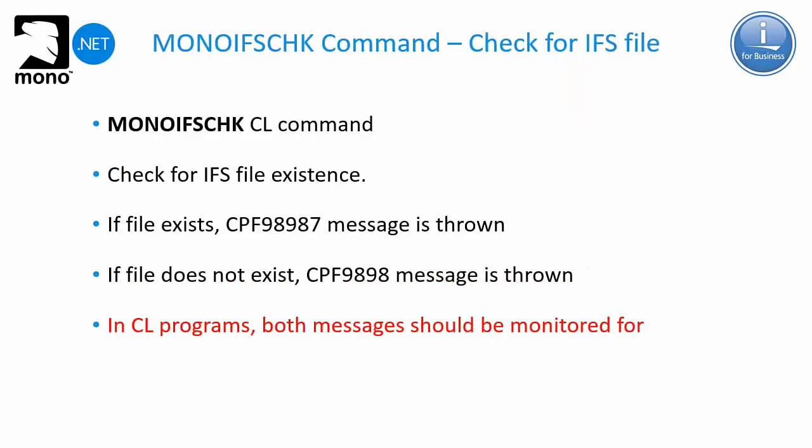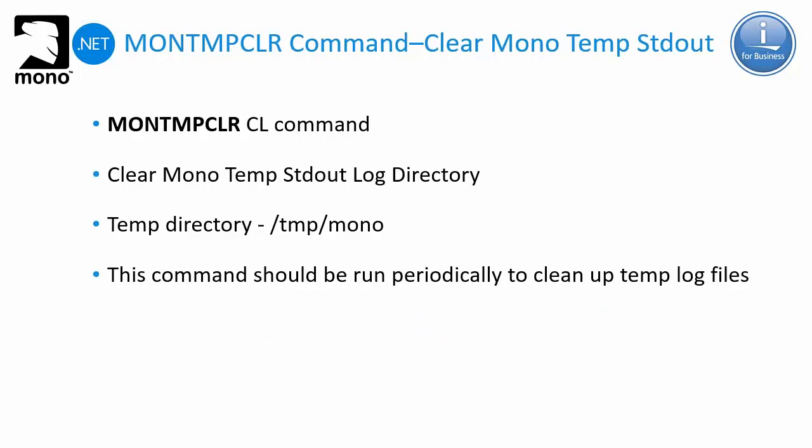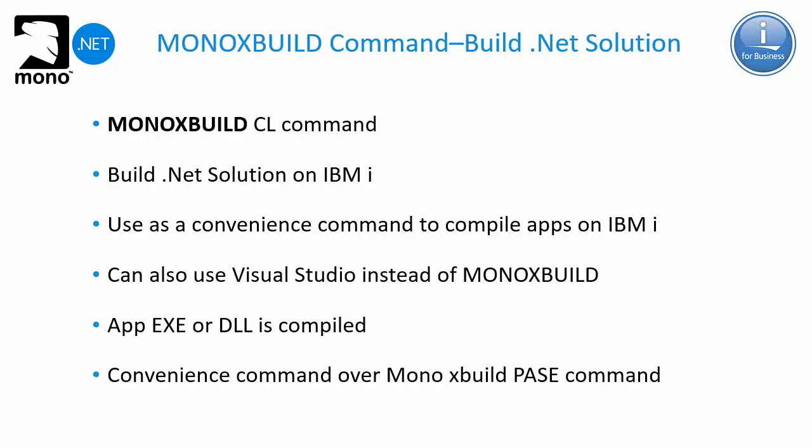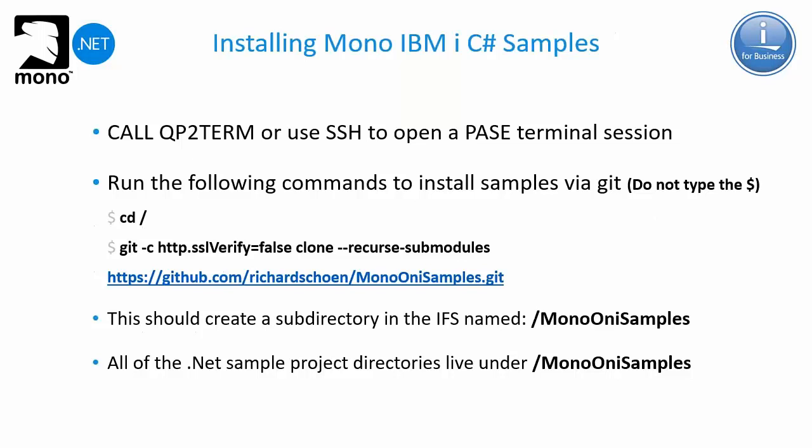That's cool. Mono IFS check, so you can check for a file exists or not exists. So you can use that as a convenience command if you want to. The temp clear command, mono query temp, we talked about that. And then mono xbuild. So you can use that if you want to compile. Although because of the NuGet issue, I still think Visual Studio is how I would do things.